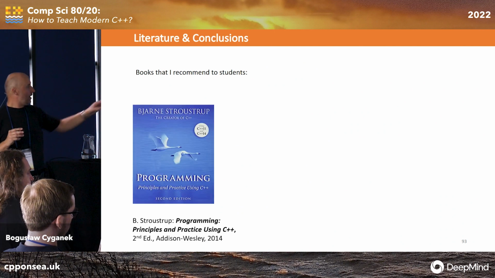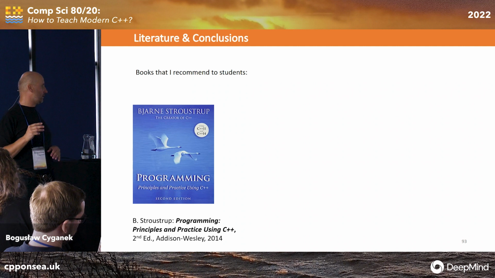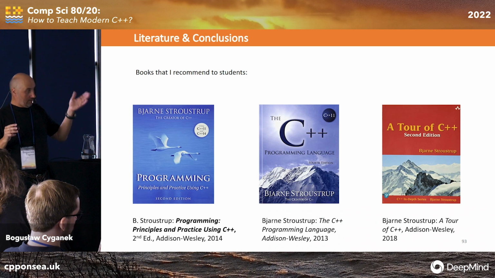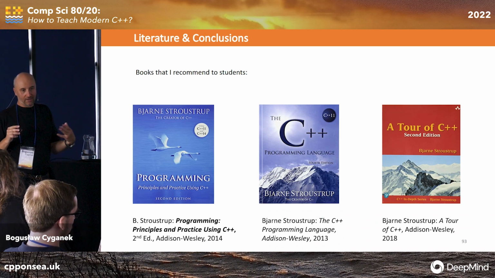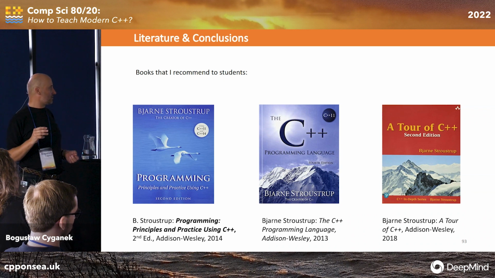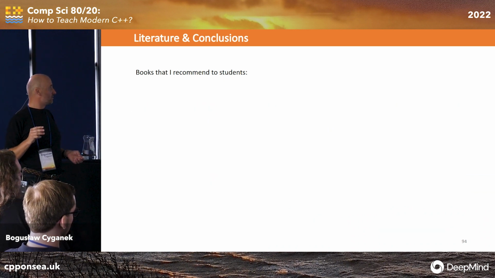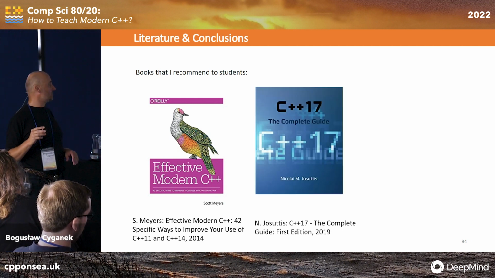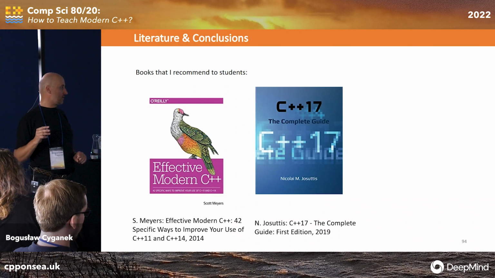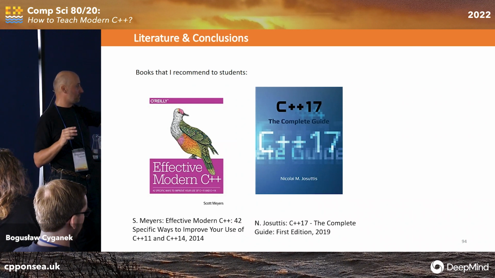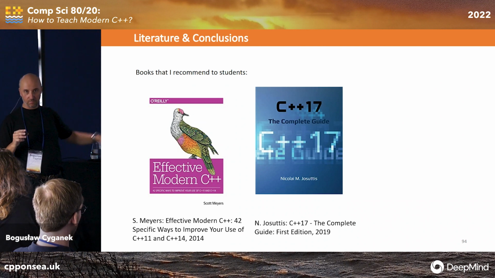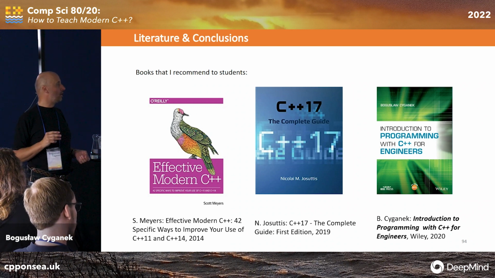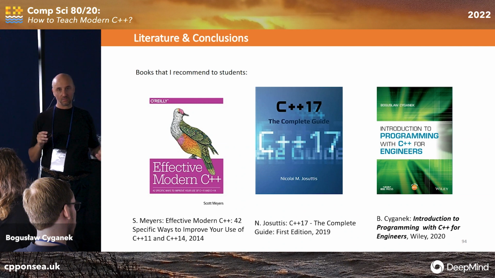What books do I like? I like this book, but it is a little bit older now. This is a must, but for advanced students. This is also a very nice book, but also not for absolute beginners, and not for the entire course. It is just an overview. I like this book, but it is also from 2014, so it's 8 years old now. This book is highly recommended by myself, Nicolai Josuttis, C++17. He's finishing his book on C++20. And I also wrote my book, so you can look it up: Introduction to Programming with C++ for Engineers.